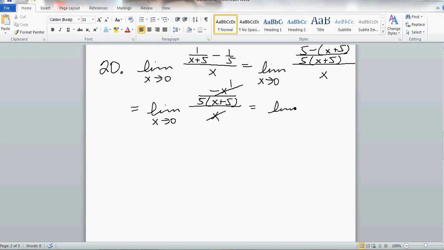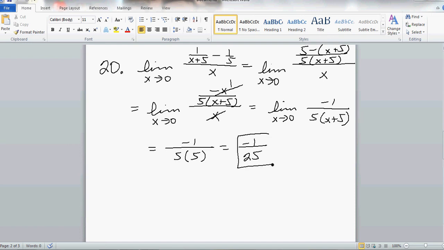And so now we get the limit as x approaches 0 of negative 1 over 5 times x plus 5. Now if we try a direct substitution, there's no problem because this will equal negative 1 over 5 times 0 plus 5, which is 5, and that becomes negative 1 over 25. Negative 1/25 is the limit of this.